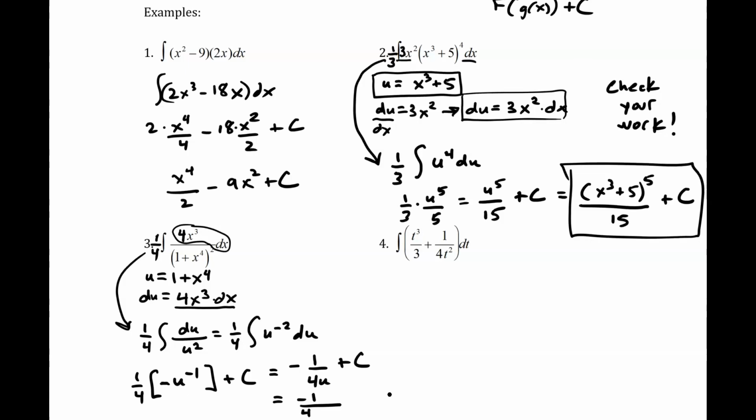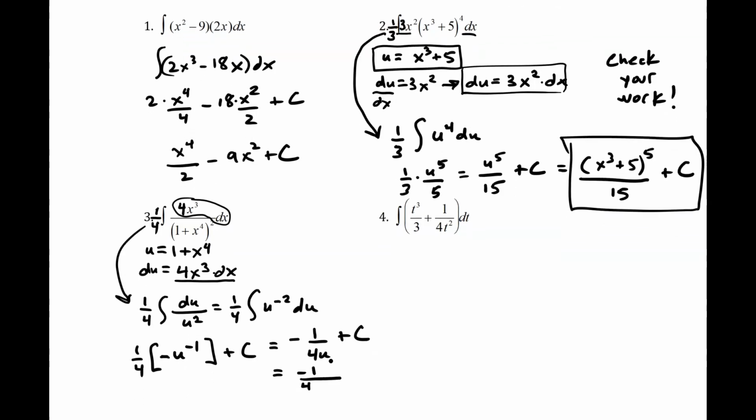Here, let me scroll a little bit. There we go. So we have negative 1 over 4 times 1 plus x to the fourth, and then plus c. So this would be the final answer to this question. And once again, if you wanted to, you could rewrite this as negative 1/4 times 1 plus x to the fourth to the negative 1. Take the derivative of that, and when you take the derivative of this answer here that we have, you should end up with the original integrand.